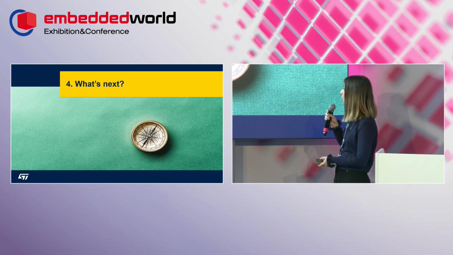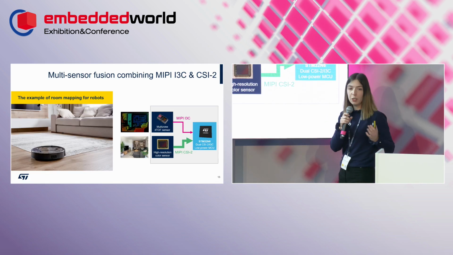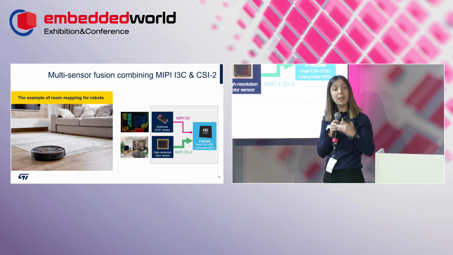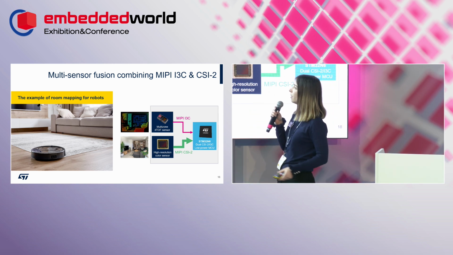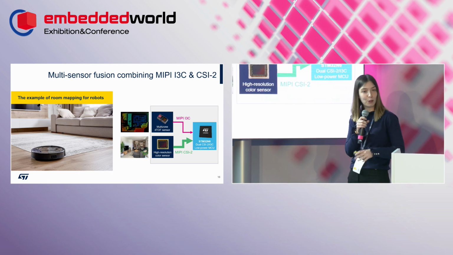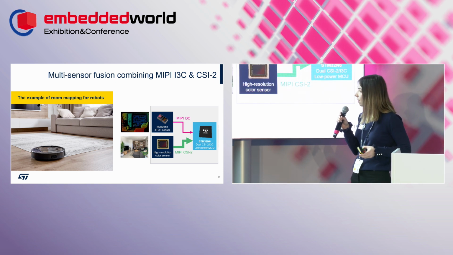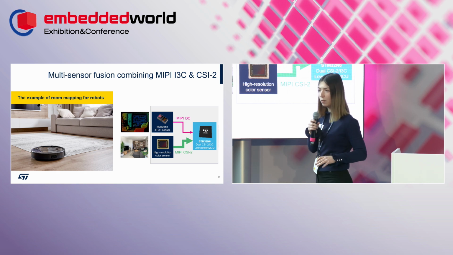What's next? So future perspectives, what can we do more? In the example I gave before, you got either the image streaming through the I3C or the image streaming through the CSI. Well, you could do both in parallel. A typical example would be road mapping for home robots. We see more and more home robots coming into our houses. So a very simple one can just do the cleaning, but you have more and more advanced models that can avoid obstacles, not get tangled into cables.